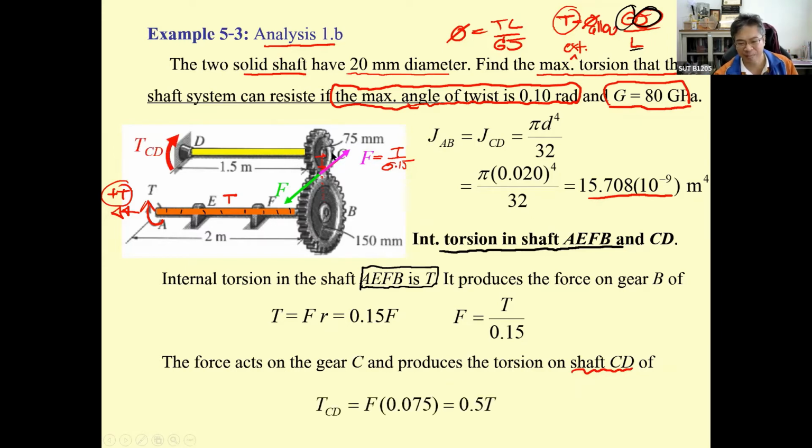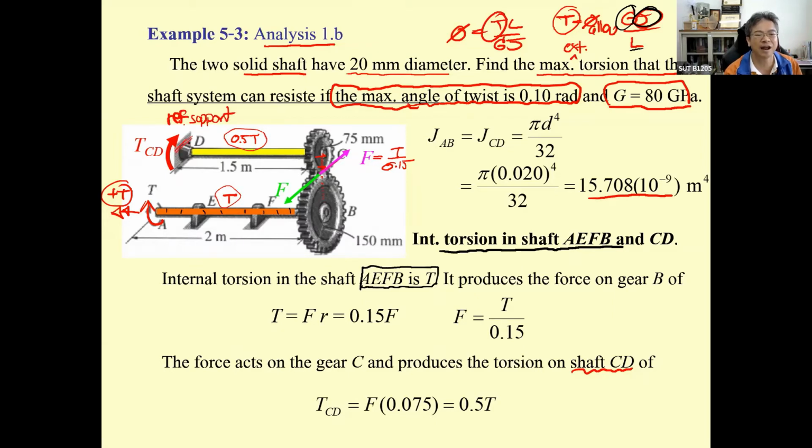0.075 meter. Then the torsion occurring over here is going to be 0.5 T due to gear B being 2 times larger than gear C. The torsion over here is reduced to 0.5 T. Now we're going to compute the angle in the yellow shaft. Why? Because this is the reference support, which is fixed.